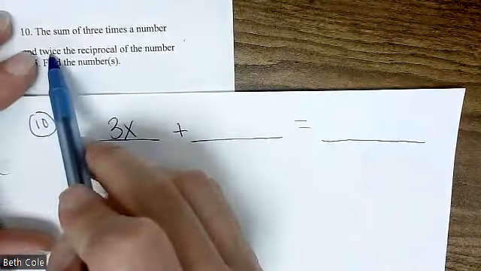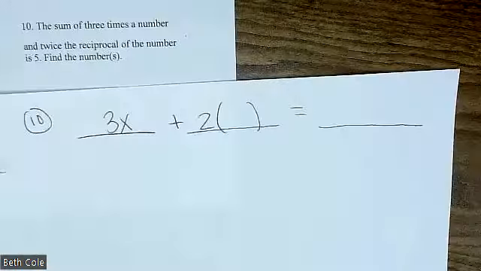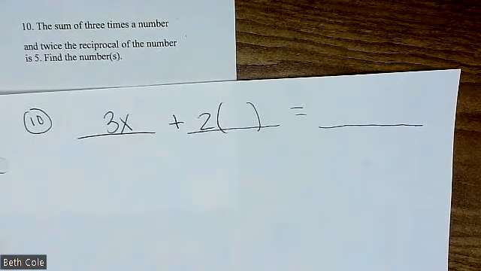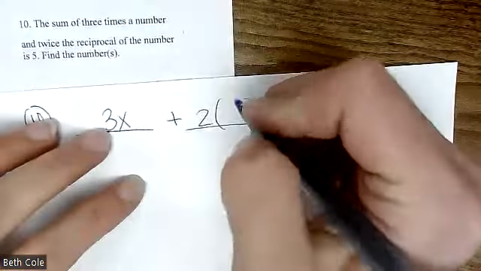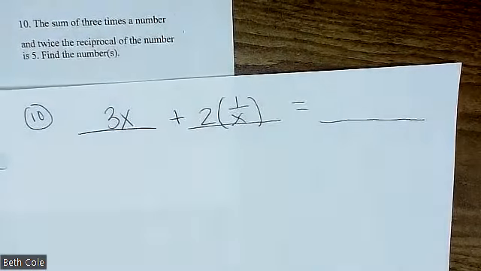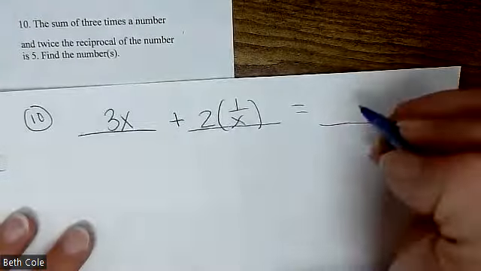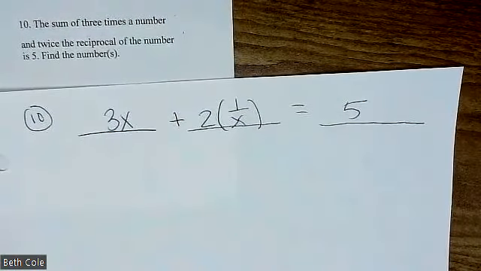And then it says twice. Okay, that's 2 times something. And then it says the reciprocal of the number. The reciprocal of 7 would be 1/7. The reciprocal of 10 would be 1/10. So the reciprocal of the number is 1 over x. 2 times 1 over x is 2 over x, yes, that comes down to personal preference.